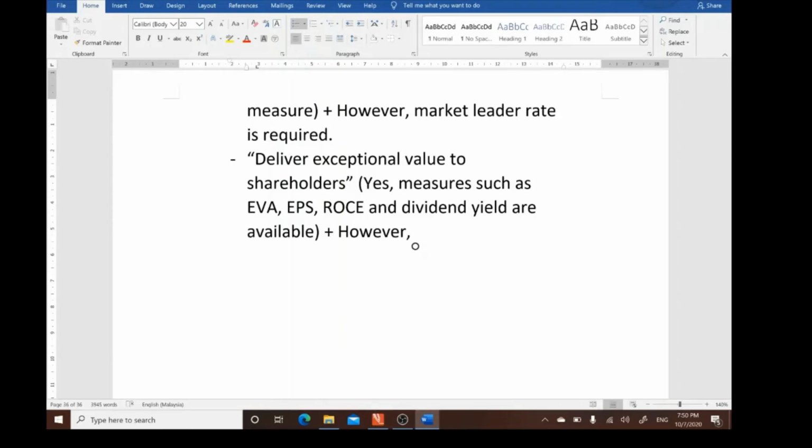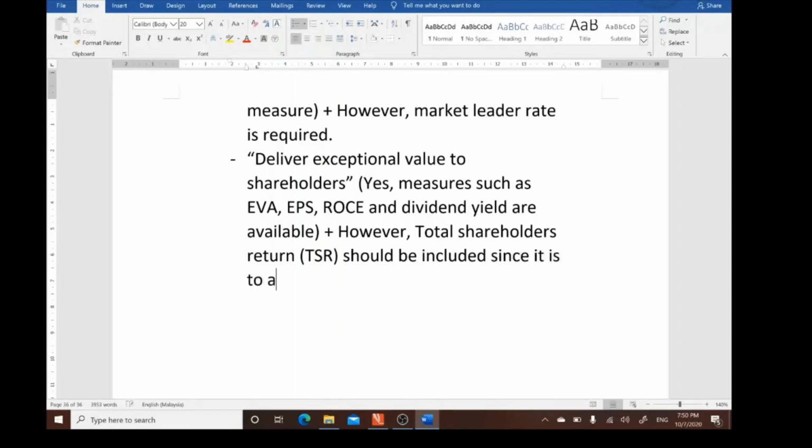Number 1. Now we mentioned, however, total shareholders return, which is TSR, should be included as part of the measure, since it is to assess the value created to shareholders by our companies. Okay, because we just mentioned we are one of the listed companies. Okay, great. That's the class.